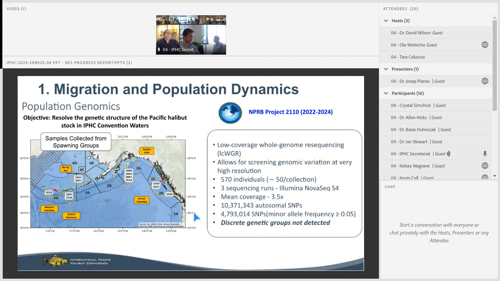However, the analyses that we've conducted so far have not been able to identify any discrete genetic groupings of Pacific halibut residing in IPHC convention waters. And essentially what that means is that we're not able to provide a genetic basis or justification for recognizing distinct units of the stock for assessment purposes based off the analysis of this data.